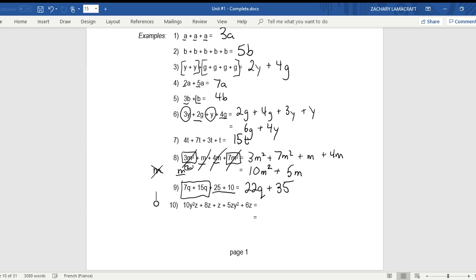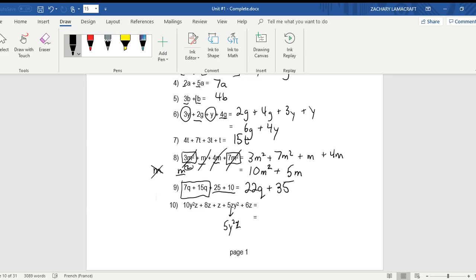The next one is where things start to get confusing. So we have 10y squared z plus 8z plus z plus z, 5zy squared plus 6z. Remember what I said about making sure that things are in alphabetical order? So make sure that we don't have that happen. So we just redo it or rewrite it like that.